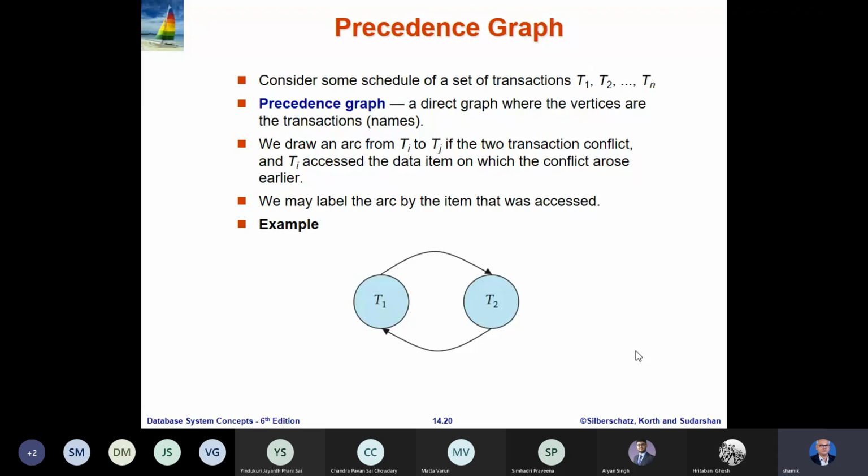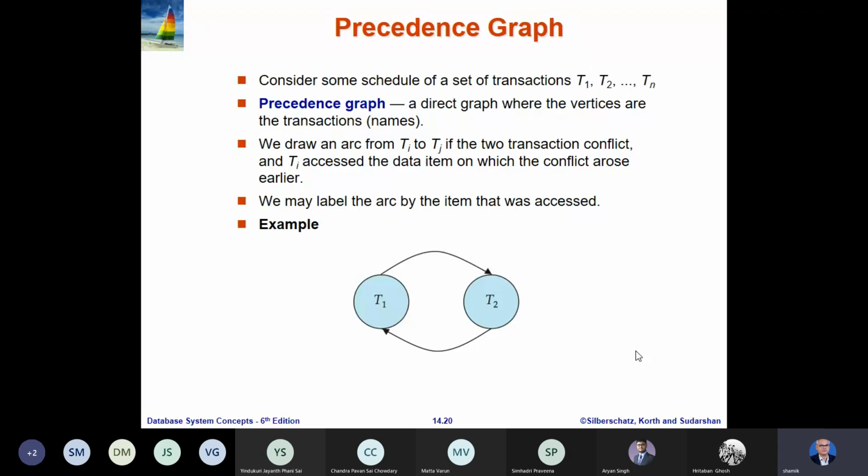Or T2 has a write Q before T1's read Q, also I will draw an edge. Or T2 has a write Q and T1 has a read Q, then also I will draw an edge. Now, of course, this Q could be P, Q, R, X, Y, Z, whatever. And they could be reading many such.